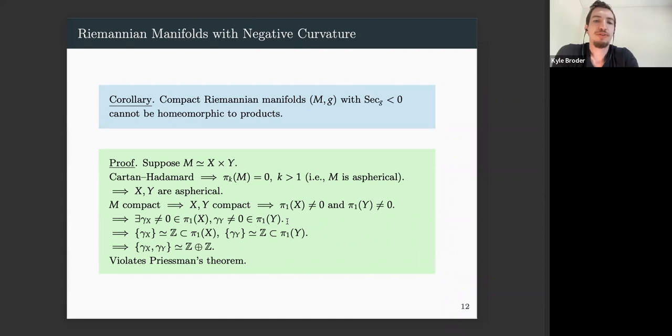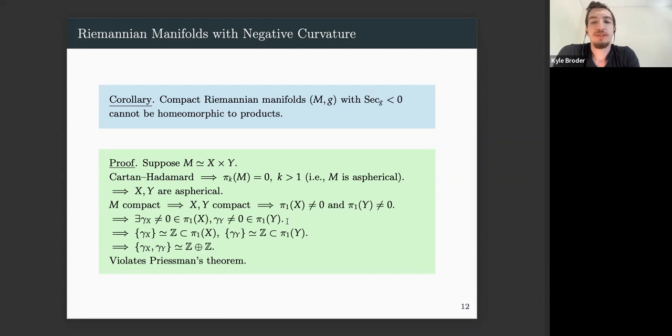The way to see this would be to suppose that M is a product, say X times Y, so it's homeomorphic to X times Y. Cartan-Hadamard tells us that the homotopy theoretic information of M is contained in the fundamental group. So the higher homotopy groups vanish. But then if M is aspherical, or if M has no higher homotopy groups, then the same is true for X and Y. Moreover, since M is compact, the constituents have to be compact. And so that will tell us that the fundamental groups of both X and Y can't be trivial. Otherwise, you would have a contractible compact manifold, which we cannot have.